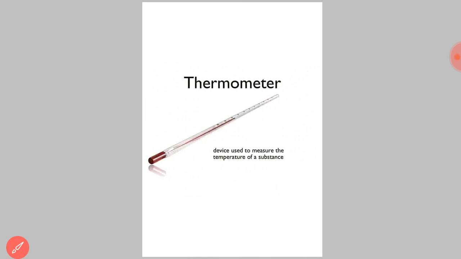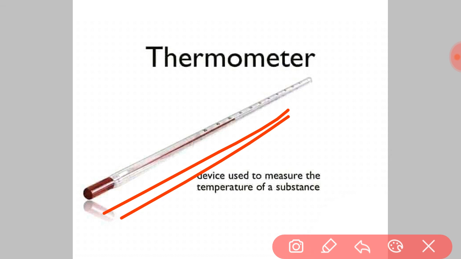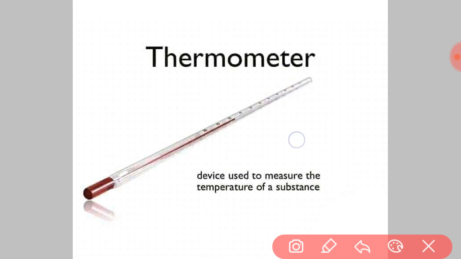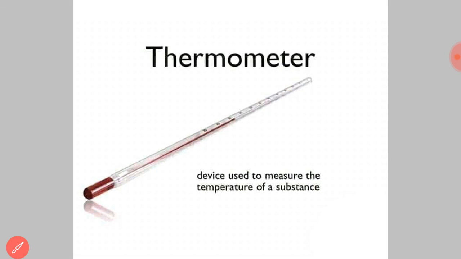Going to the next apparatus, that is thermometer. It is a very common apparatus in our daily life, in our home or household also. Basically the thermometer is a device used for measuring the temperature of a substance, okay. For measuring the temperature of any substance, we use a thermometer. So this is a lab apparatus also, its name is thermometer and the figure is given below.